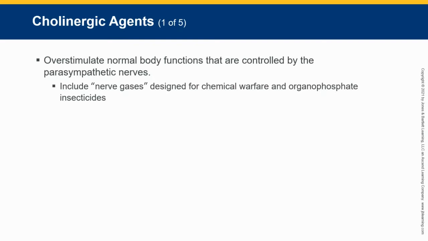Cholinergic agents are obviously the opposite of anticholinergic agents, and they overstimulate the normal functions that are controlled by the parasympathetic. And we know parasympathetic slows everything down, so they overly slow things down. These can be anything from nerve gases designed for chemical warfare to people out on farm sites being exposed to organophosphates that are used as pesticides.